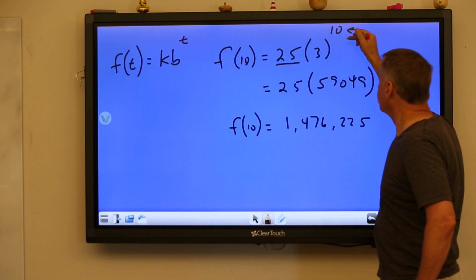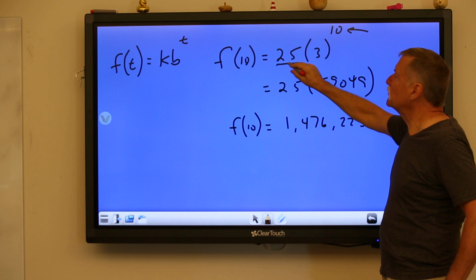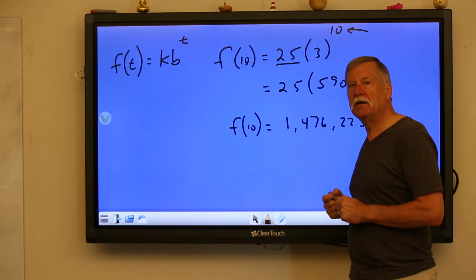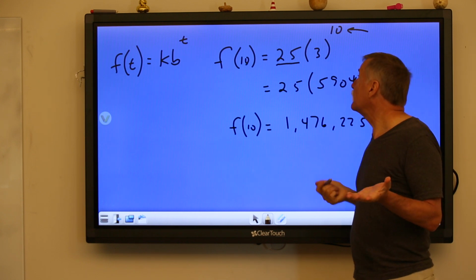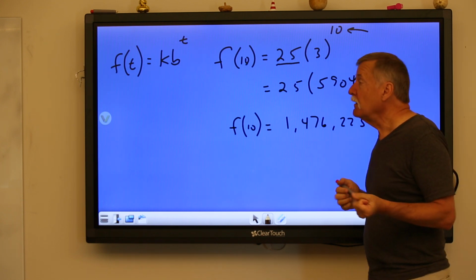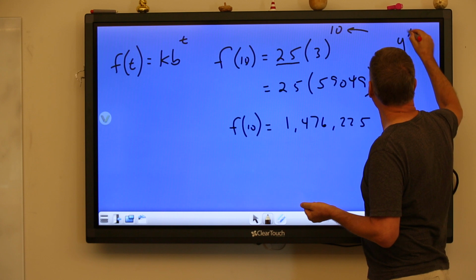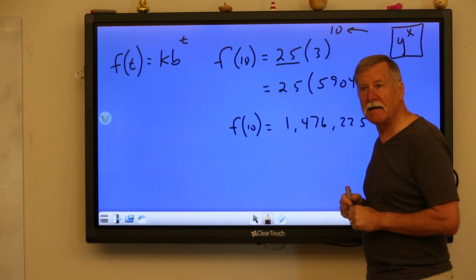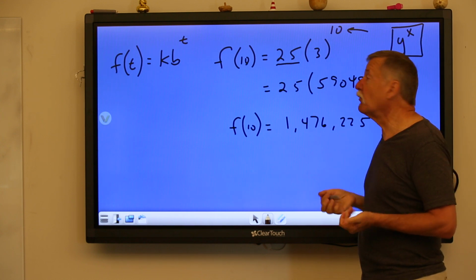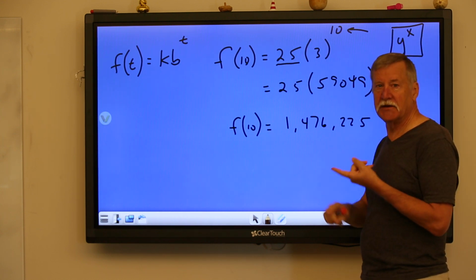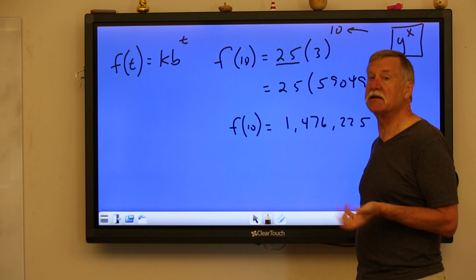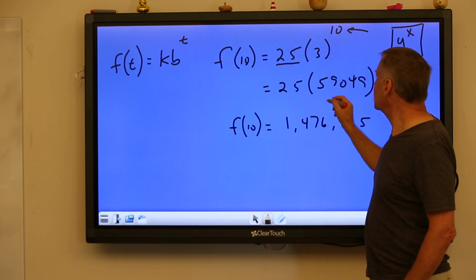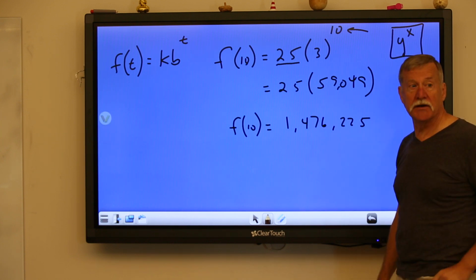The time is each month. So we've got 10. So basically, we're talking about 25 times 3 to the 10th power. All right? Good job for your calculators there. 3 to the 10th power. You can use the little y to the x key here and figure out how to deal with exponential numbers. Otherwise, you have to do 3 times 3 times 3, 10 times.